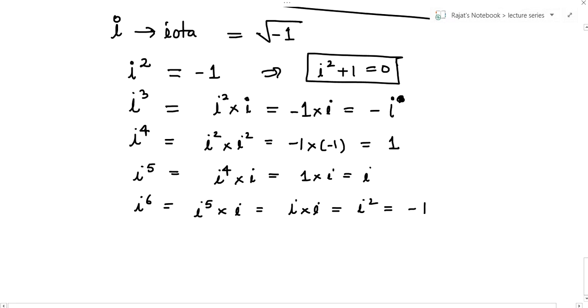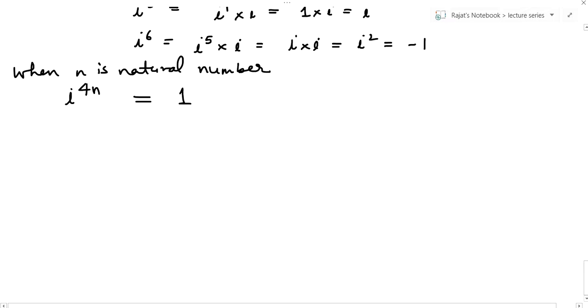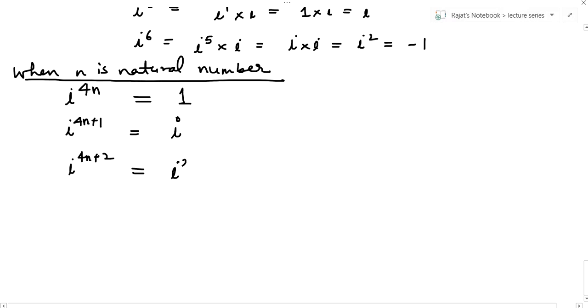So we can generalize that i to the power 4n is equal to 1, when n is a natural number. So i to the power 4n is 1. What will be i to the power 4n plus 1? This will be i. i to the power 4n plus 2 will be i square. And i to the power 4n plus 3 will be i cube.